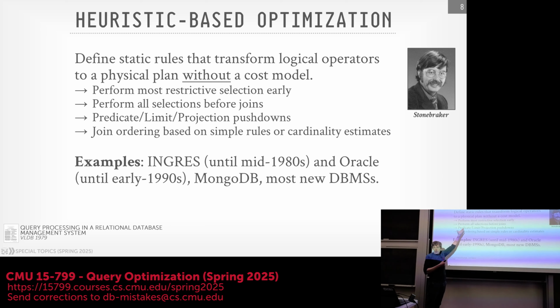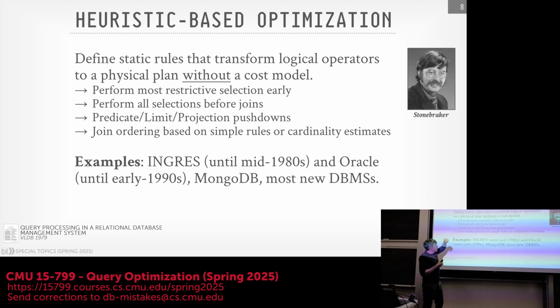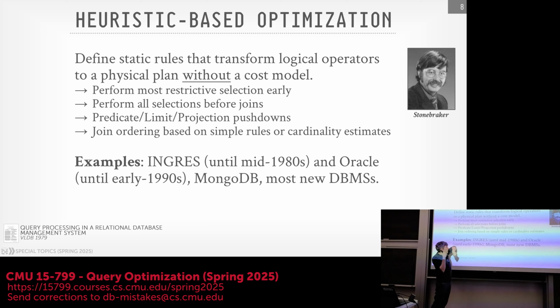That's almost always a good idea. So do that, right? Do all your scans before you do any joins. That's usually a good idea. Predicate pushdown, and so forth, right? For join ordering, you could do really simple rules based on just how big you think the tables are.